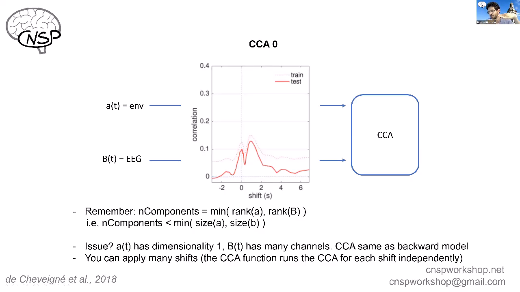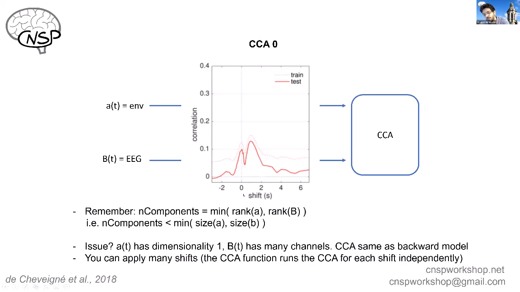So you can just shift the stimulus and the EEG. In the simplest case, where you just run the envelope and the EEG, the case I mentioned before where you just have a one-dimensional envelope, your CCA is just going to give you one component. It's practically a backward model. It's the same as a backward model.